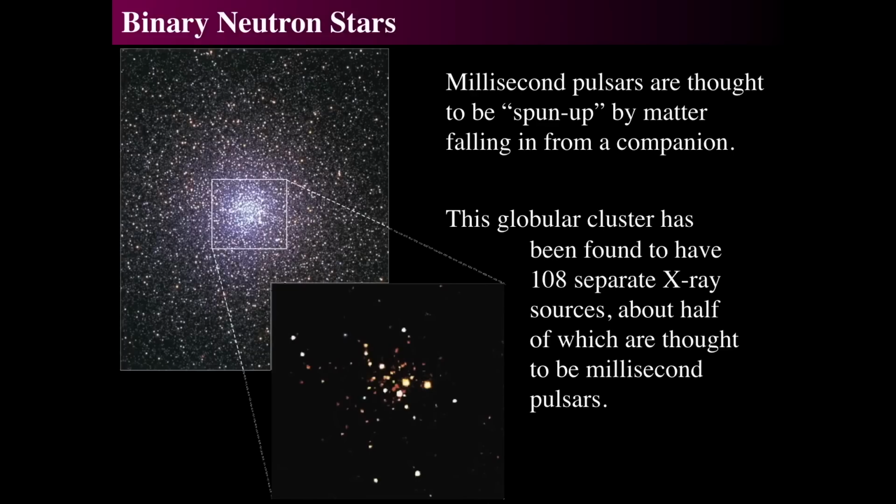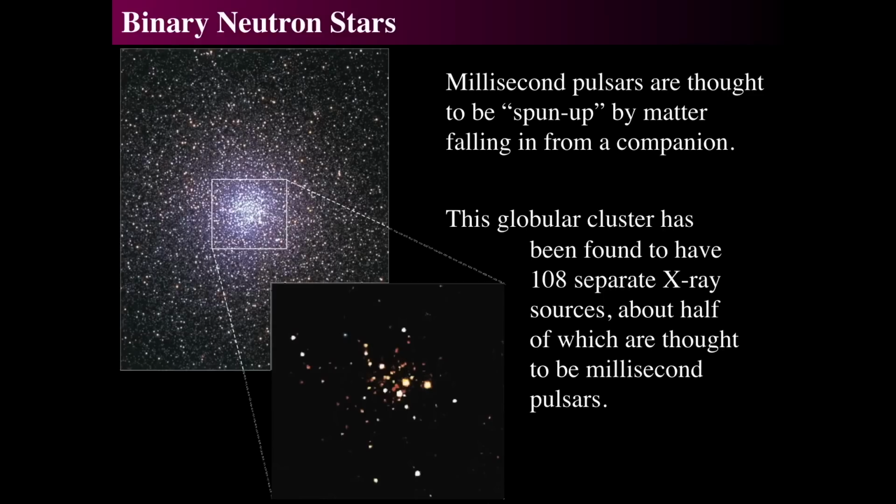So X-ray sources probably are millisecond pulsars, but you can't get the time resolution on something as distant as a globular cluster in order to know if they actually are millisecond pulsars. But to have so many bright X-ray sources in a globular cluster leads us to the suspicion that they are.